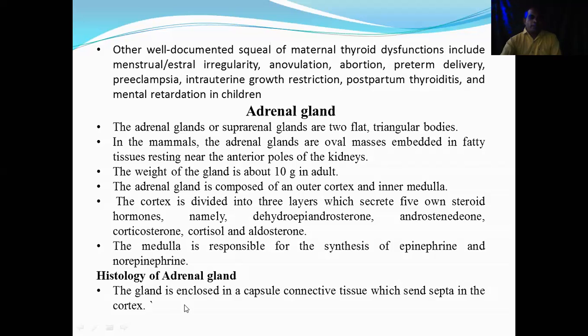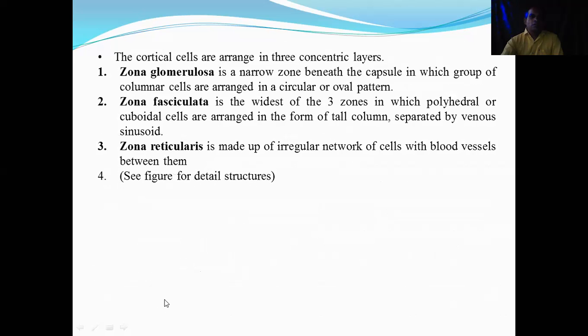Now, histology of the adrenal gland. The gland is enclosed in a connective tissue capsule which sends septa into the cortex. The cortical cells are arranged in three concentric layers. First one is the zona glomerulosa. This is a narrow zone beneath the capsule in which groups of columnar cells are arranged in a circular or oval pattern. Next, second one is the zona fasciculata.